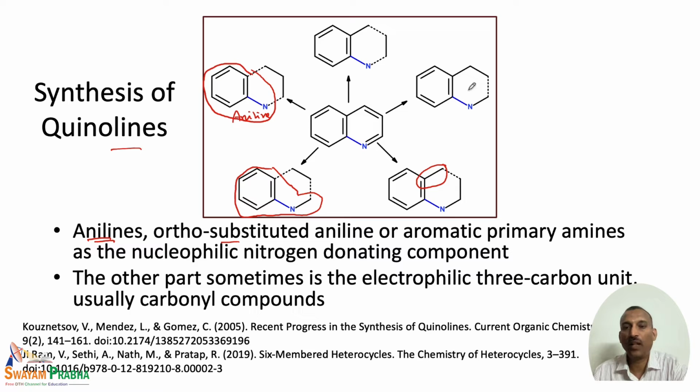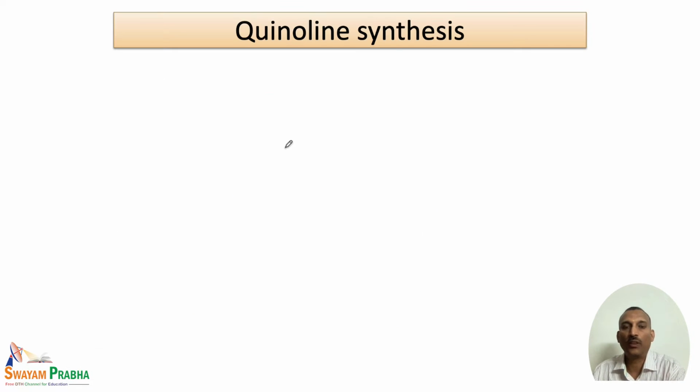And we have the other unit, say for example a 2-carbon unit, or a 3-carbon unit that is getting attached to this one. So this can be, most of the time, an electrophilic 3-carbon unit, usually a carbonyl compound, that can be the second counterpart for the formation of the quinoline moiety. Let us look at some of the important methods for quinoline synthesis.